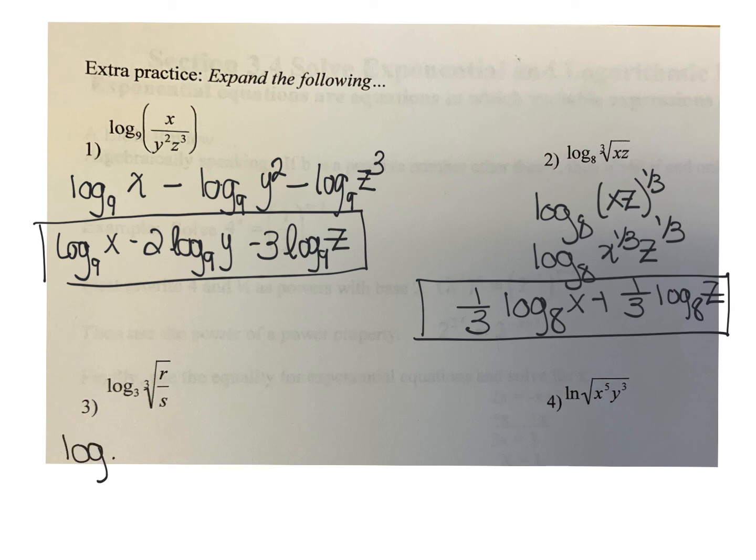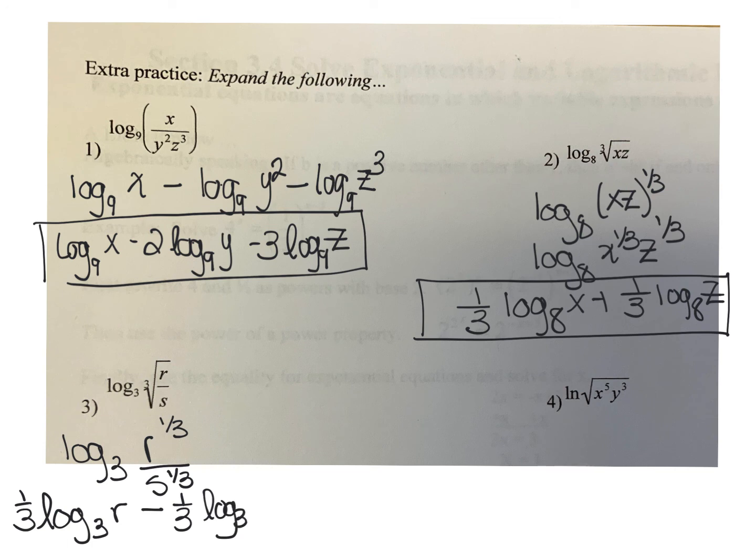This is log base 3. R to the 1/3 over s to the 1/3. Those are dividing, so we subtract. So that gets me log base 3. Drop the 1/3 in front. R minus, drop the 1/3 in front. And there's your final answer.